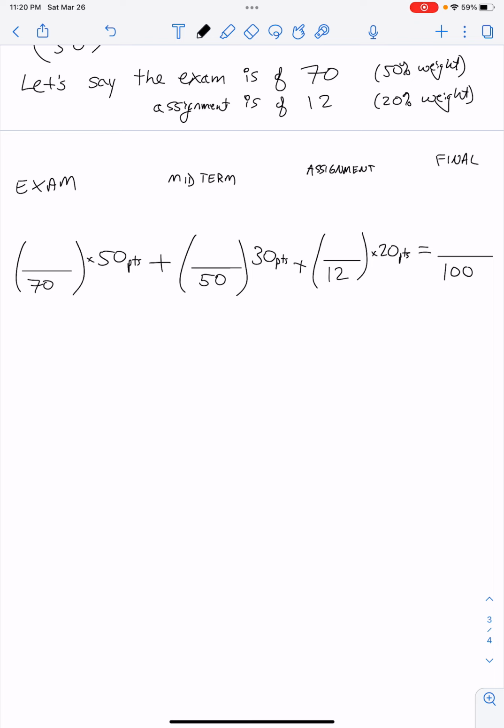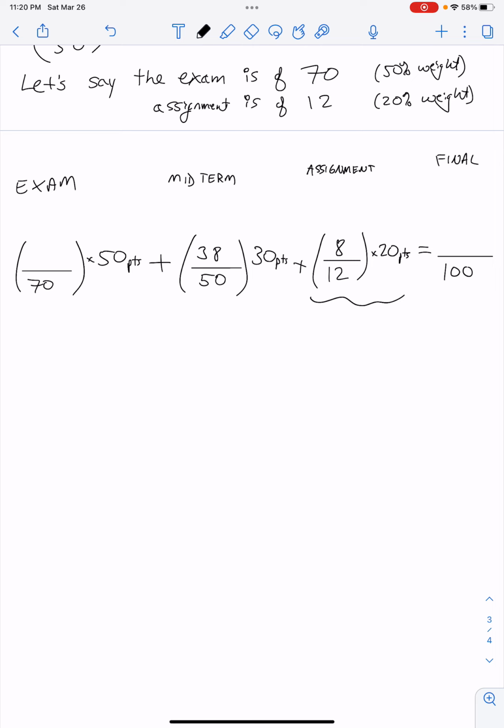So I think on our midterm, what did we get? I don't know, 38? Something, it doesn't matter. Let's say we got 38. On our assignment, what did we score? 8. Okay, we could have done better on that one, right? But it's worth less. It's only worth 20%. So, what does that give us?